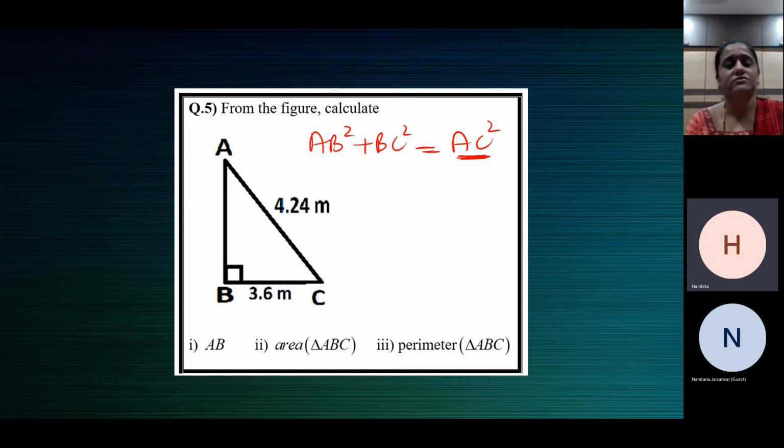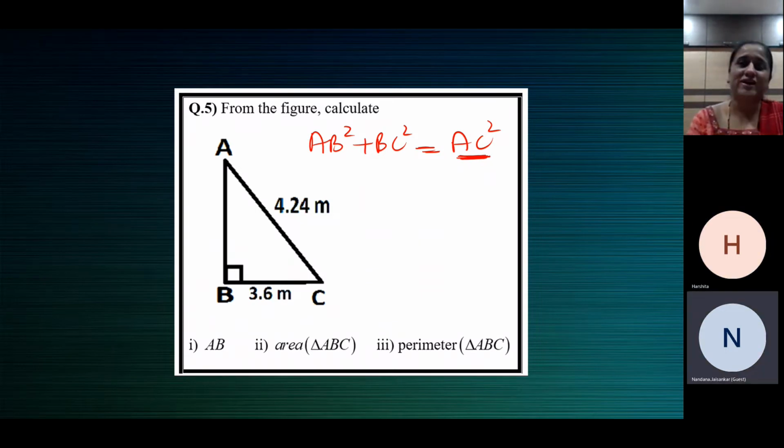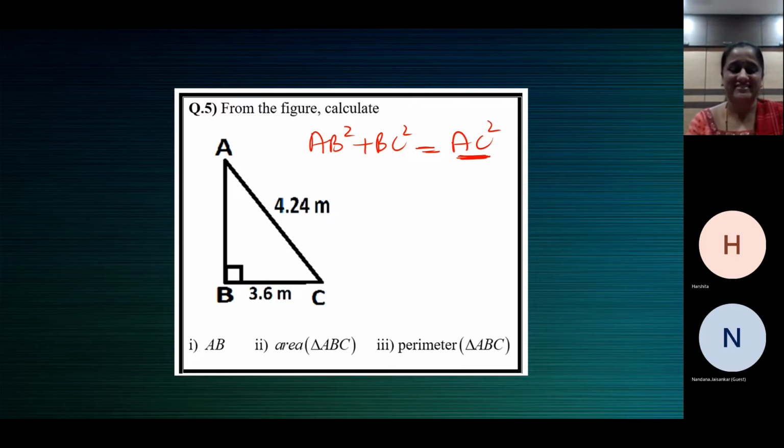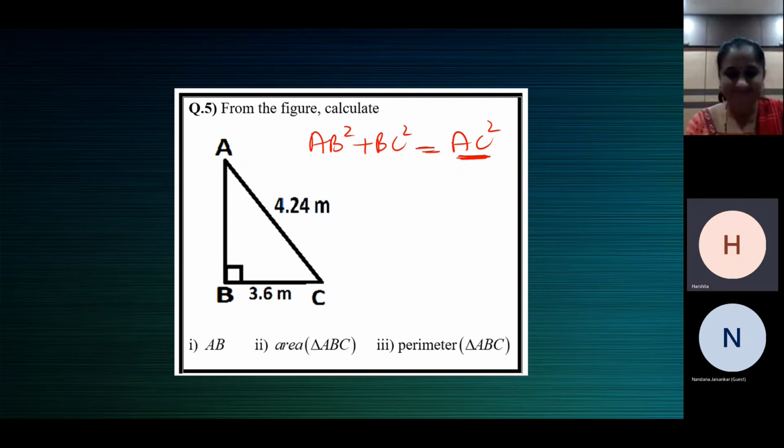Ma'am, it is 2 divided by height into base. Ma'am, I got 8.0. Ma'am, I wrote height into base divided by 2. Where did you get this formula, side into base divided by 2? Ma'am, is it wrong?